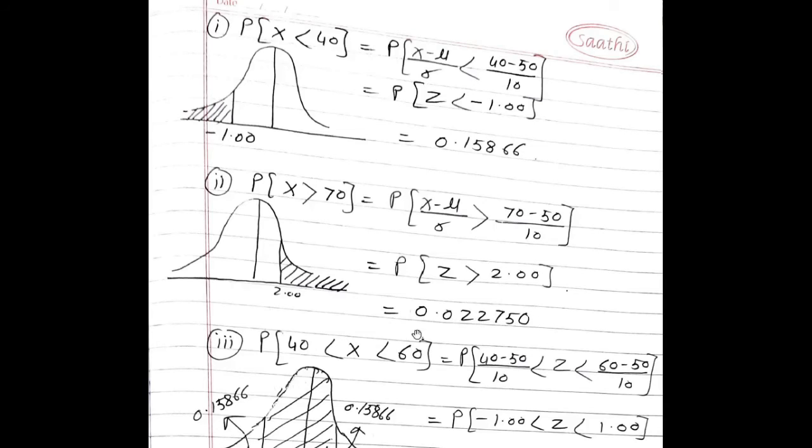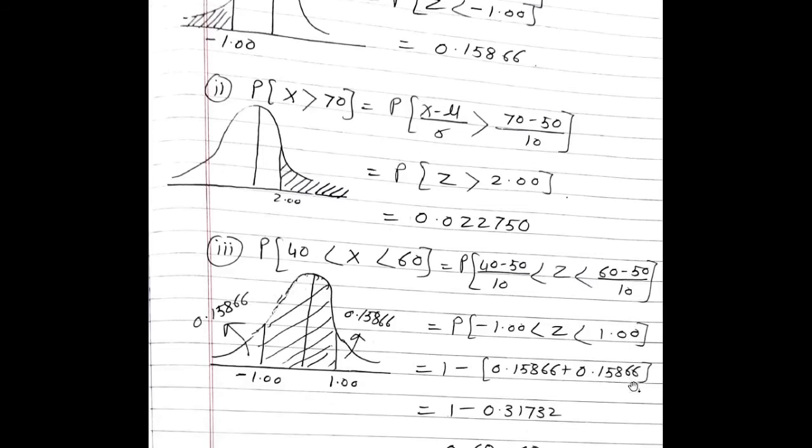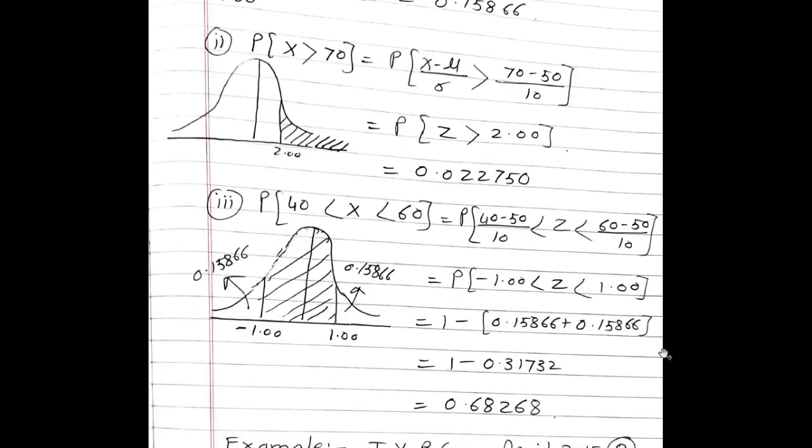0.022750. In the third part of the problem, we want to find probability 40 less than x less than 60, which is equal to probability 40 minus 50 divided by 10 less than z less than 60 minus 50 upon 10, which is nothing but probability minus 1.00 less than z less than 1.00. Now mark the ordinates in the curve. Minus 1.00 will come on left hand side, 1.00 positive will come on right hand side.